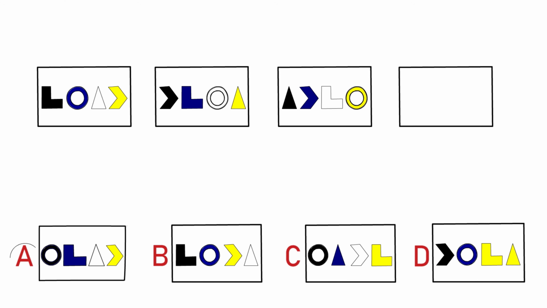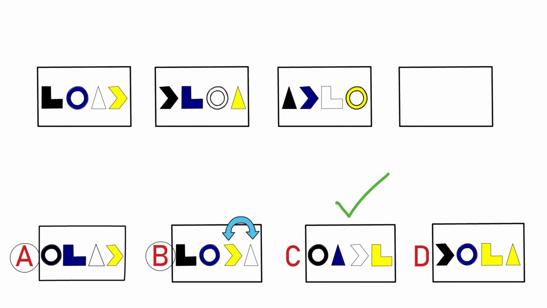For example, choice A does match the color pattern, but if you look closely, the next shape after the circle should be a triangle, and not the L shape as it is currently presented in choice A. Choice B can be excluded because it doesn't match the color pattern. As you can see, the yellow shape and white shape should be swapped to match the color pattern.